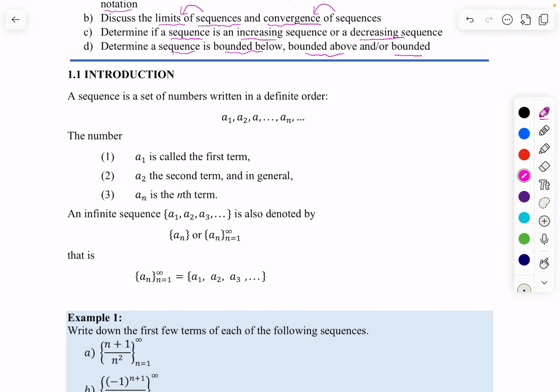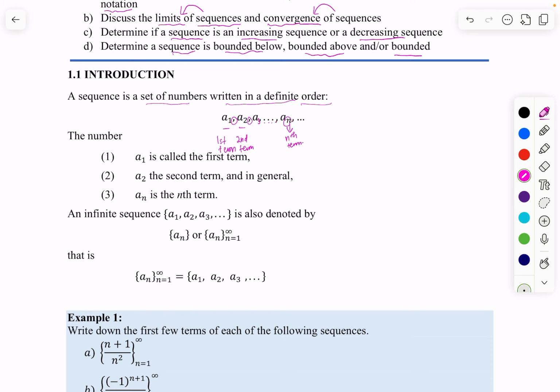So for the introduction, first we need to define what a sequence is. A sequence is a set of numbers written in a definite order such that you have A1, the first term of the sequence, and then you have A2, the second term of the sequence, A3, and so on until the nth term of the sequence. So a sequence is a list of numbers that is separated by commas.